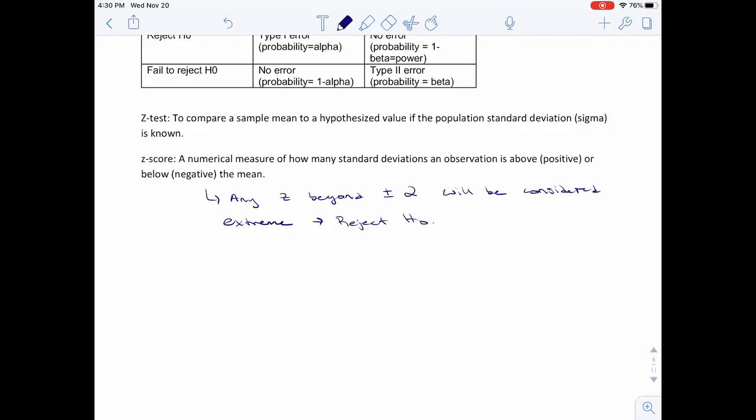Okay, so if you know what the z-score is, right, then you can determine if you should reject H naught or not, based off of it just being, as a rule, whether it's beyond 2 standard deviations away.